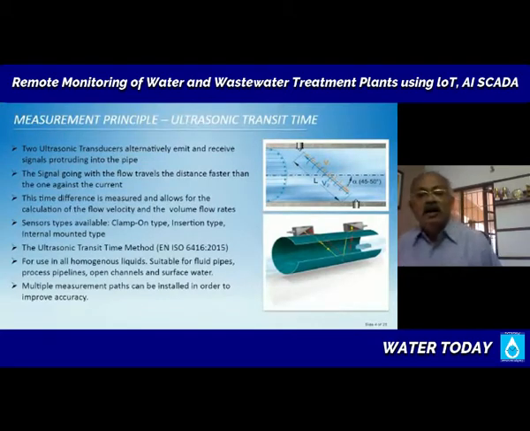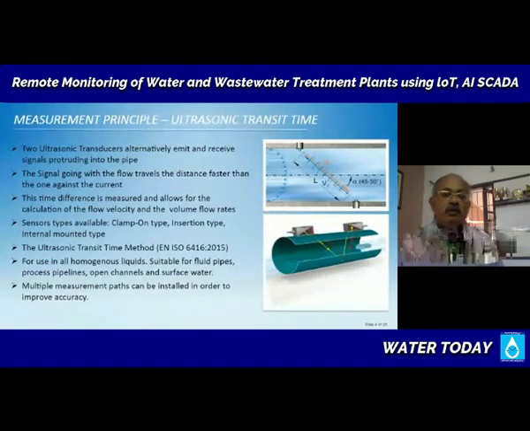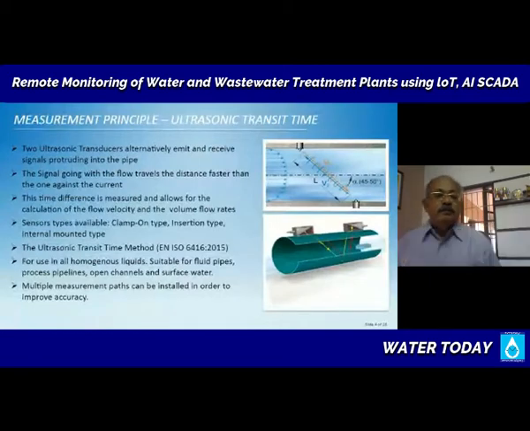You can hide the sensor, protect it quite well, so that it's not easily available or visible to people who are looking for vandalism and things like that. So this is the transit time velocity measurement solution. ISO 6416 is the standard that governs this. You can have a read of the standard: how it works and how to calibrate the instrument, etc.